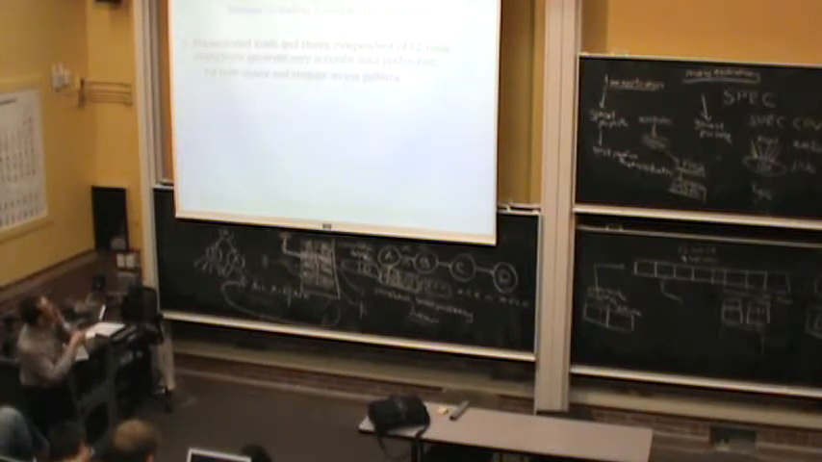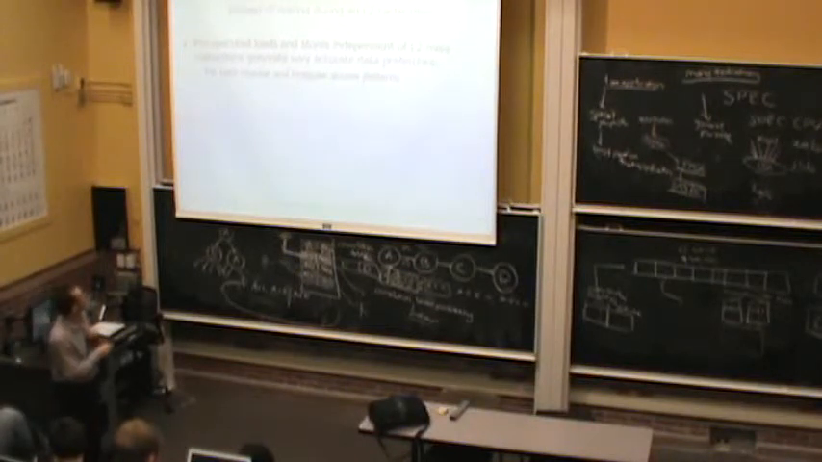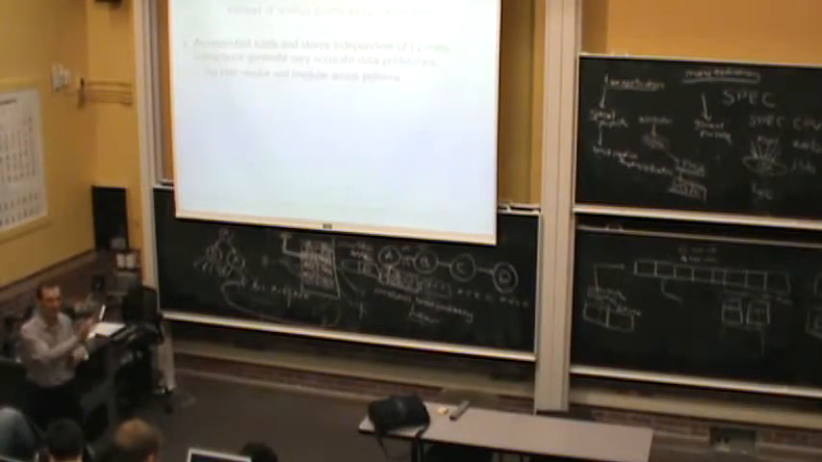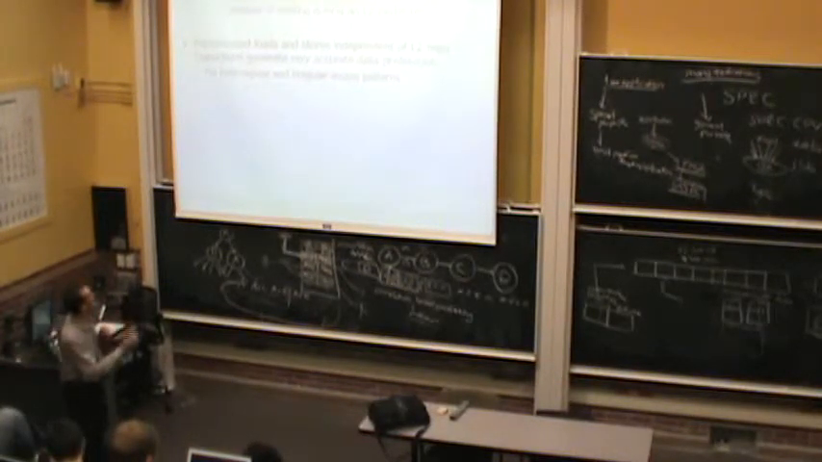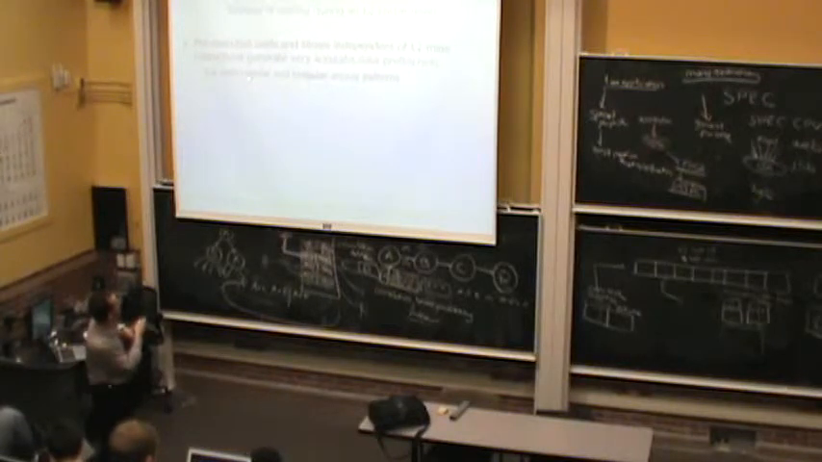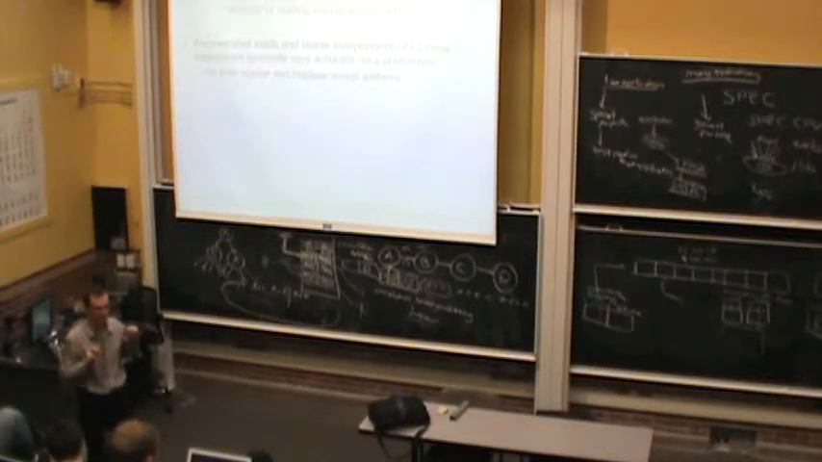So what are the benefits? Instead of stalling, pre-executed loads and stores that are independent of the L2 miss instructions generate very accurate data prefetches. These are very accurate because you're actually following the path the program would have followed anyway. You're not trying to detect a pattern. So you can actually generate prefetches for both regular and irregular access patterns. You can get to the next iteration that does a traversal.